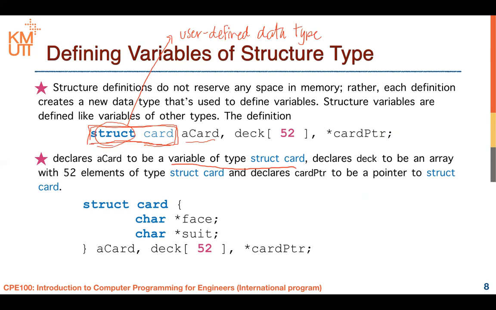And an array of deck, 52 cards, right? This is the number of the playing cards. So this will declare the deck. We can take it to be an array of 52 elements of type structure card.